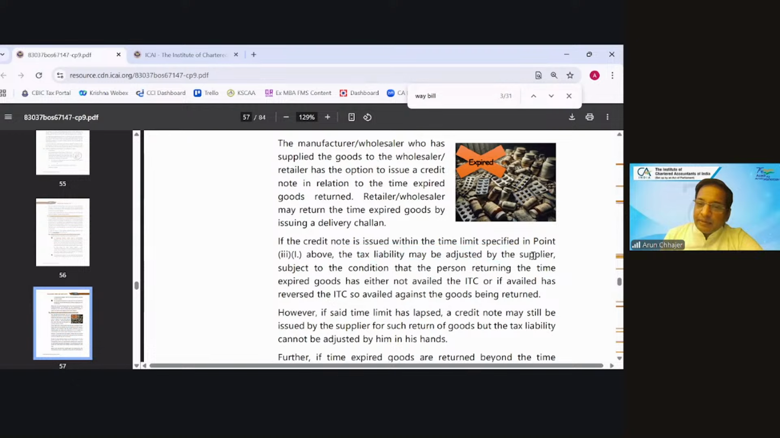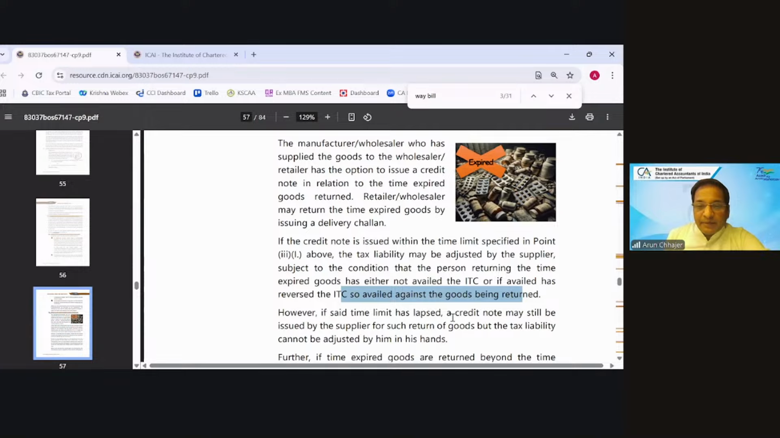The tax liability may be adjusted by the supplier, subject to the condition that the person returning the time expired medicine has either not availed the ITC or, if availed, has reversed the ITC so availed against the goods being returned. That is correct. So my recipient, if Mr. A has availed the ITC, has to reverse. If not availed, then no problem.